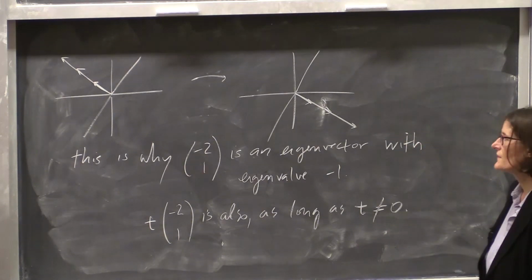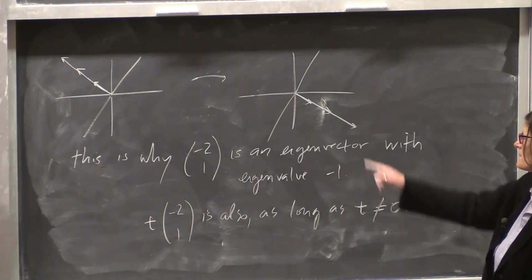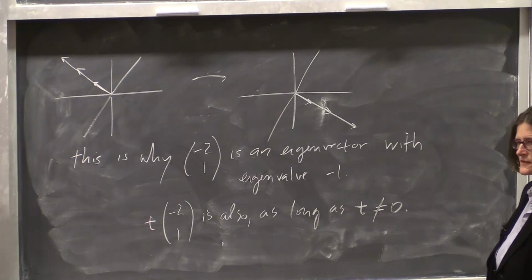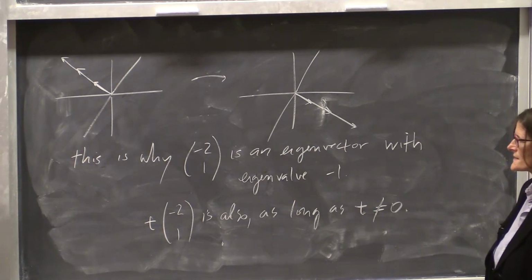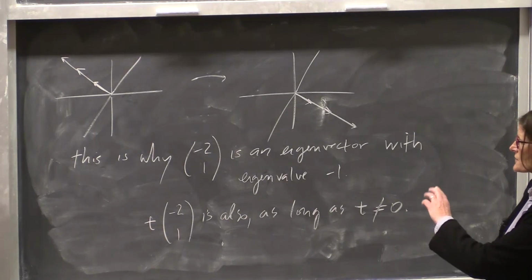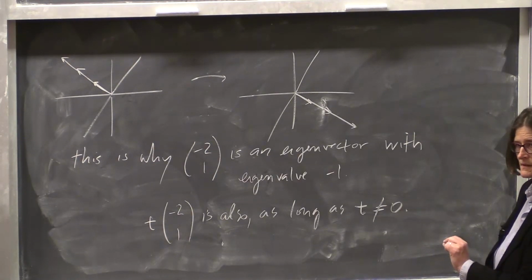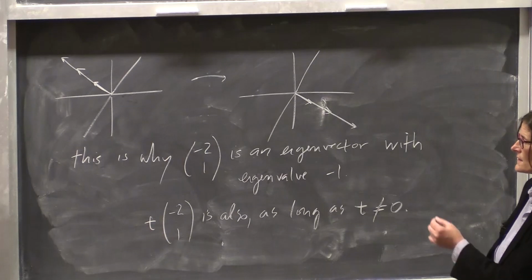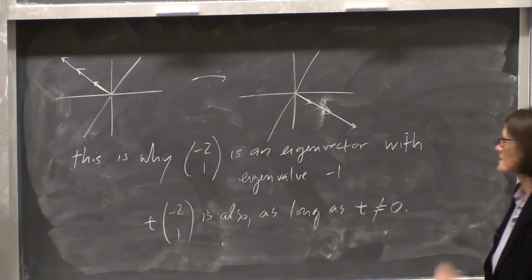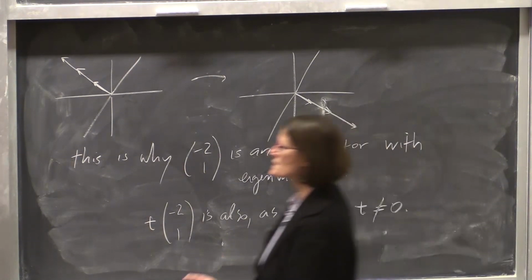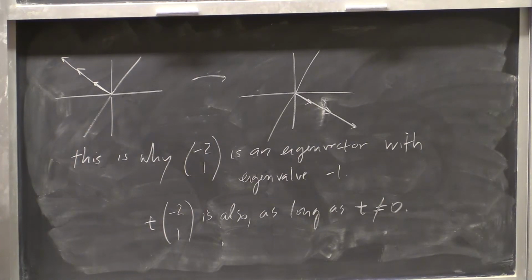So if I said that (minus 2, 1) is an eigenvector, could you give me infinitely many other eigenvectors? Yeah, just multiply them by infinitely many non-zero numbers. So it's actually going to be a subspace of R2. The eigenvectors with eigenvalue 1 are part of a subspace. Okay, now there's one question. What's all of this stuff about non-zero t?